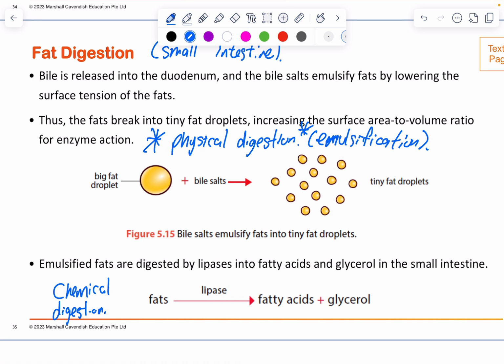So for the fats, why do we have the bile? It is because fat digestion can only occur in the small intestine, as compared to carbohydrates or proteins that can be digested in other parts. For carbohydrates you have the mouth, for proteins you have the stomach, but for fats it's only in the small intestine. That is why having the bile to help emulsify the fats will help. It's like the teeth, breaking it down into smaller pieces to increase the surface area to volume ratio such that the enzyme lipase can act on it.